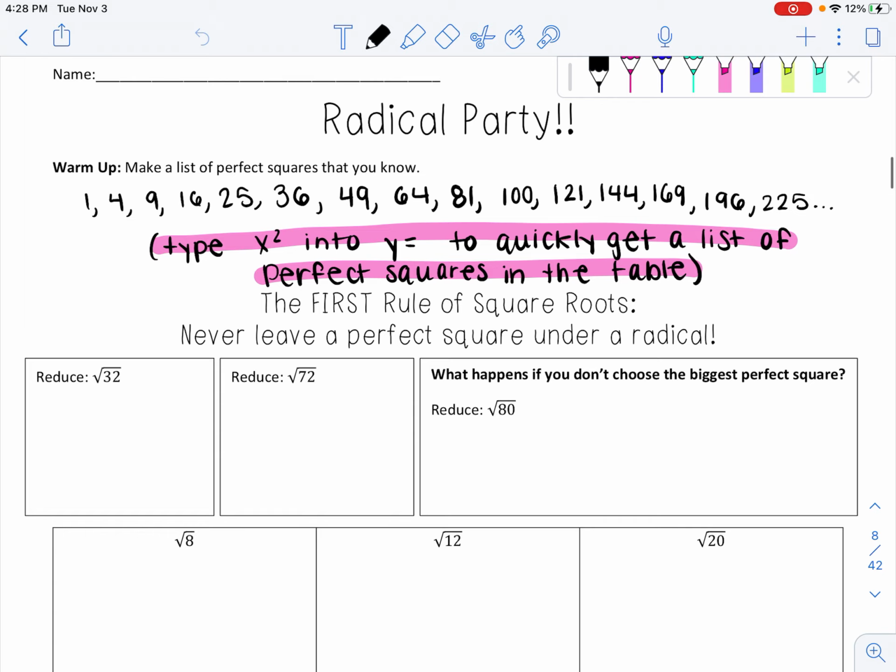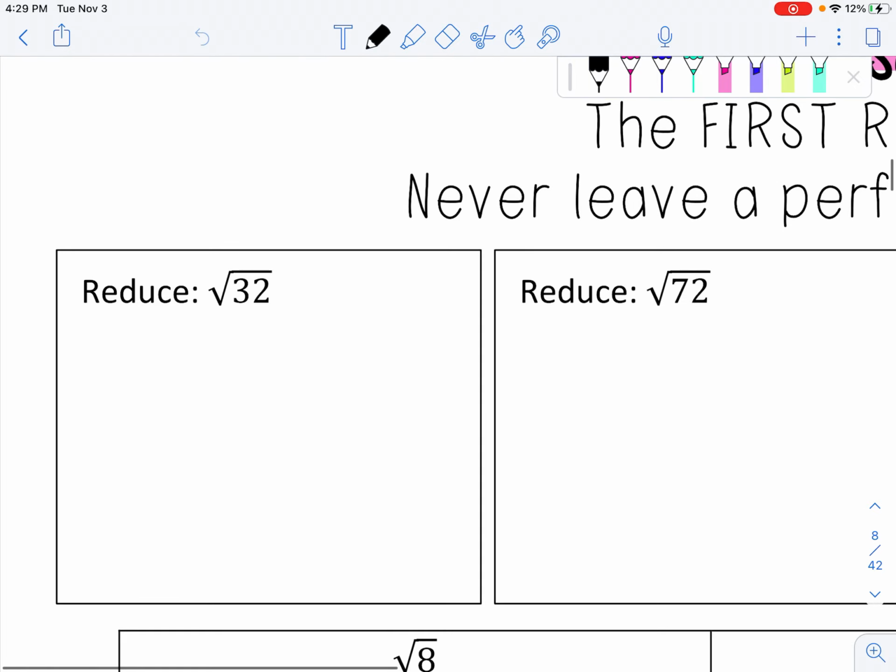So we are going to learn how to work with radicals today. We actually did this back in Algebra 1. It's been a while, so we're going to review it, and we're going to do more complicated examples than we did in Algebra 1. So the first rule of square roots is never leave a perfect square under a radical. And you can see it says reduce the square root of 32.